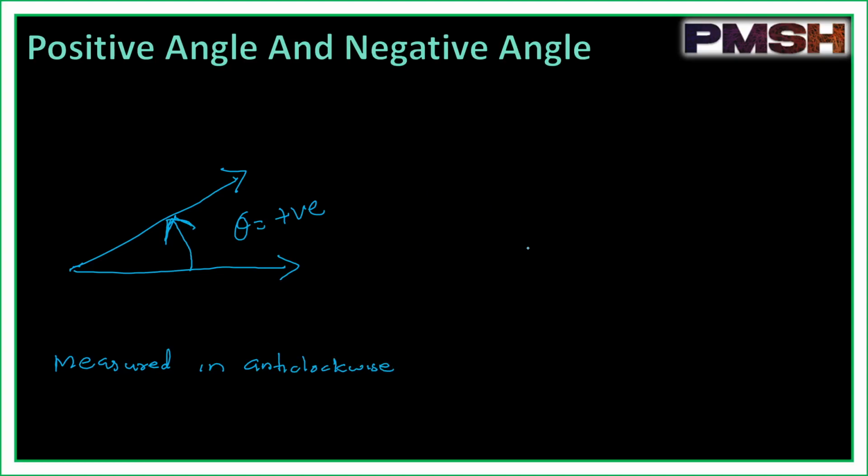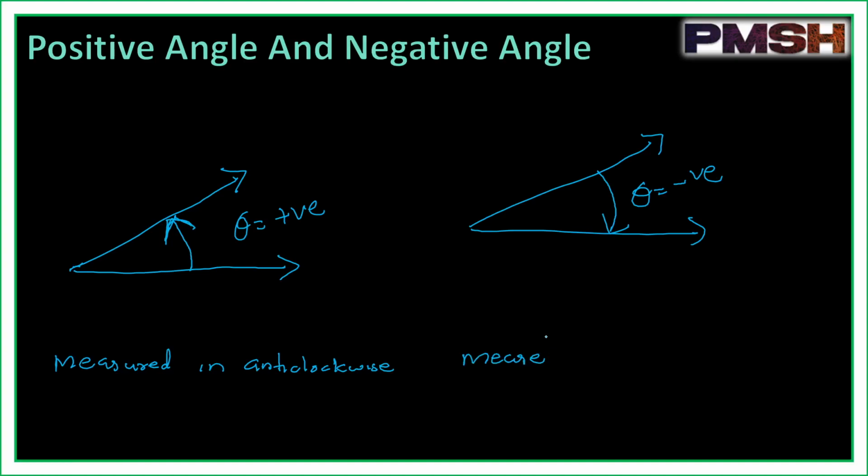Now what is a negative angle? If there is a ray and that ray rotates in the clockwise direction and it has reached this position, then the angle is measured in the clockwise direction, and that angle is taken to be negative. That is measured in clockwise. Clear? That is what a positive angle and negative angle are.